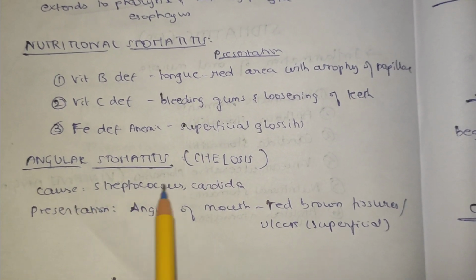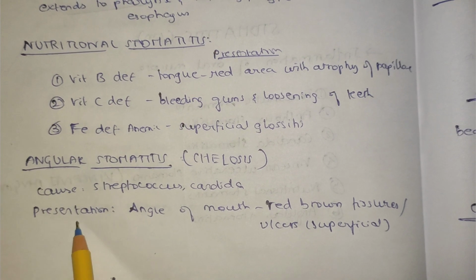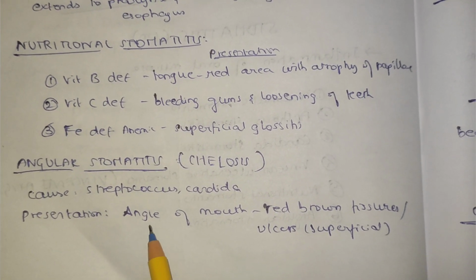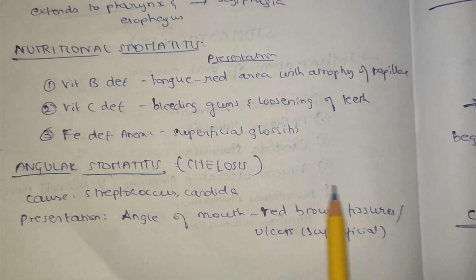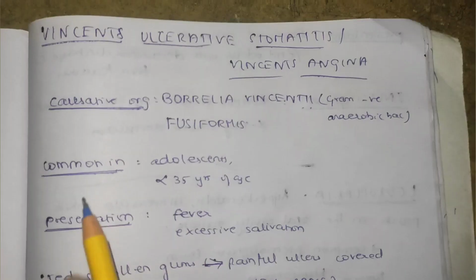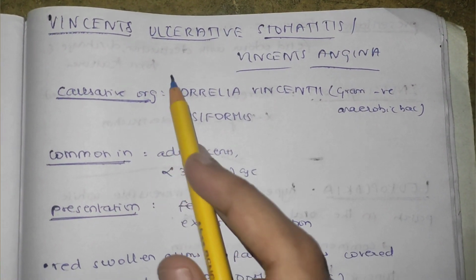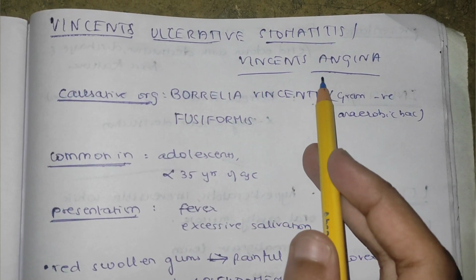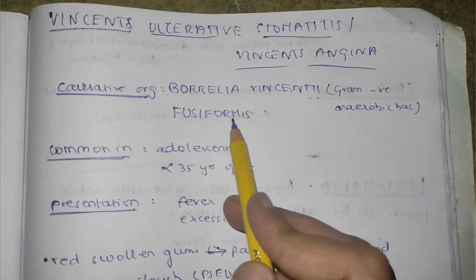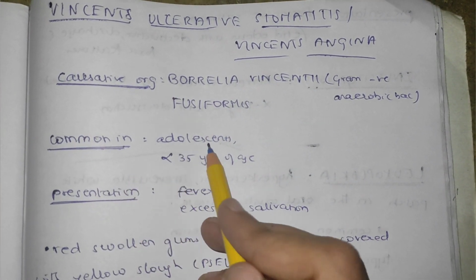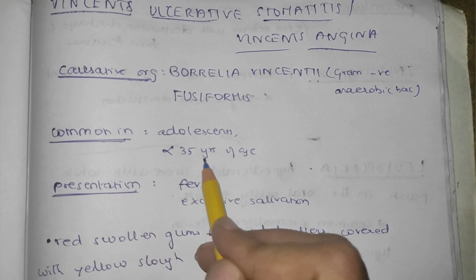The cause is streptococcus or candida albicans, and presentation is angular stomatitis presents in the angle of mouth as red-brown fissures or ulcers, which is superficial, not deep. So the next one is Vincent's ulcerative stomatitis or Vincent's angina. Causative organism is two things, that is Borrelia vincenti or fusiformis, and it is common in adolescents less than 35 years of age, that is young adults.